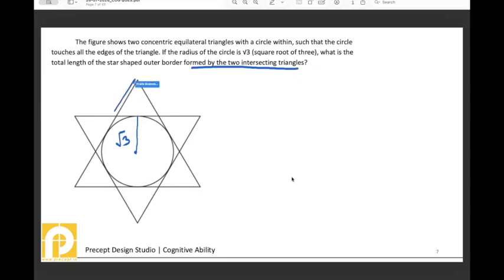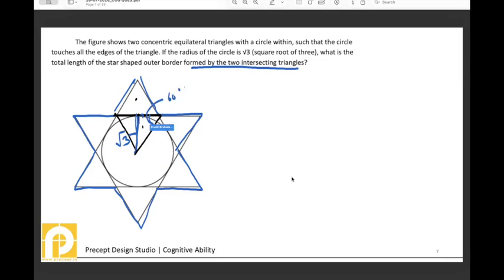We have to find this length. This is the star-shaped outer border. We have to find this. Okay. Now, in this case, we'll take this much part. We'll take this triangle. This triangle and the upper triangle, they both are the same. We know that this vertical that I have drawn here is the radius of the circle. The dimension is √3. So in this triangle, this angle that I'm talking about will be 60 degrees.